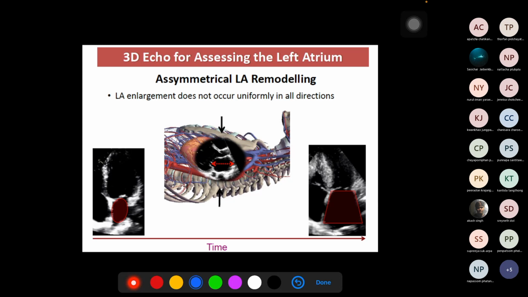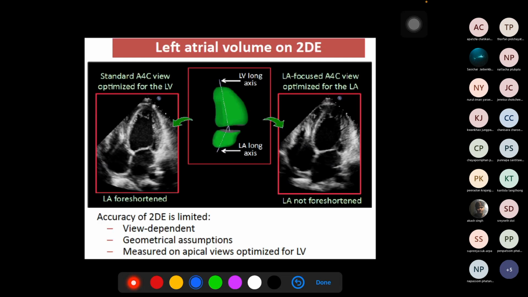Sometimes the LA volume is inaccurate in some special conditions. For example, if the patient has something compressing from the outside, the LA volume might not be accurate to evaluate. Have you measured the LA volume index?